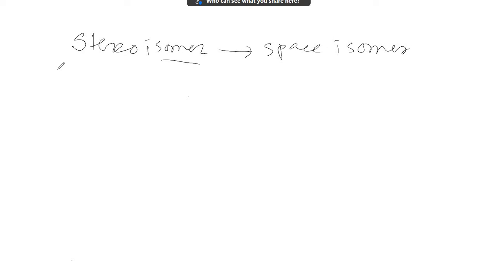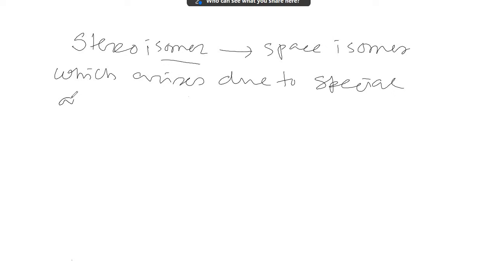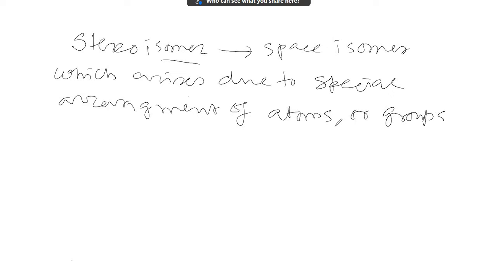Hello students, in this class I will discuss an important concept of organic chemistry that's called stereoisomer. Stereoisomer is also known as space isomer, which arises due to spatial arrangement of atoms or groups around a carbon atom.